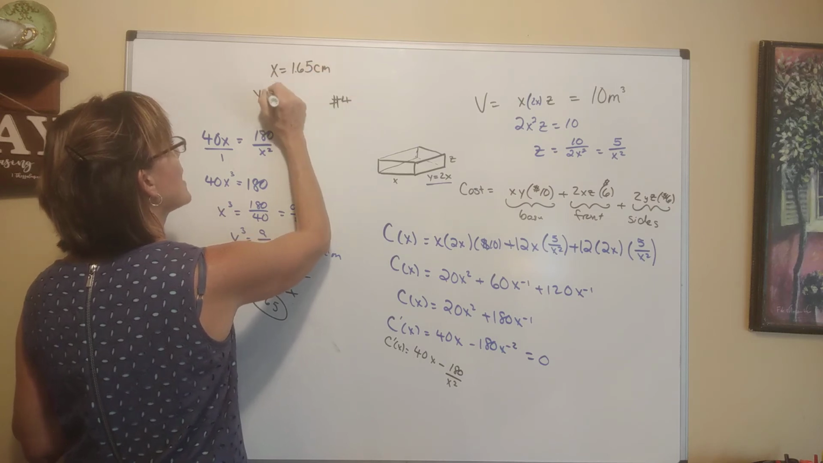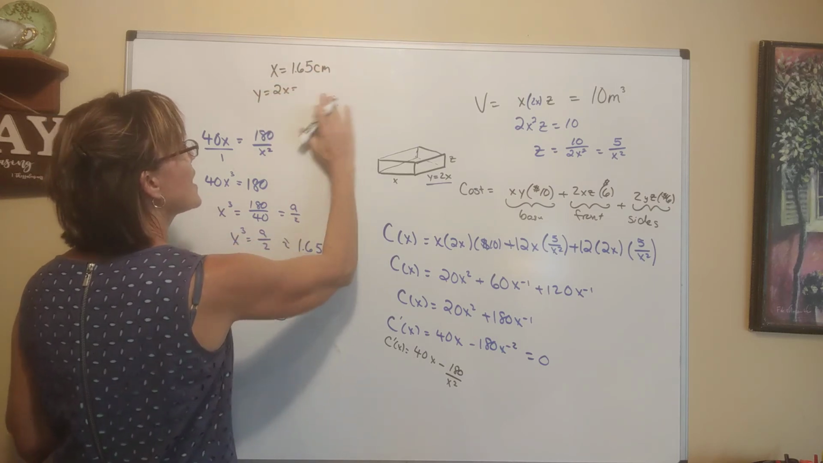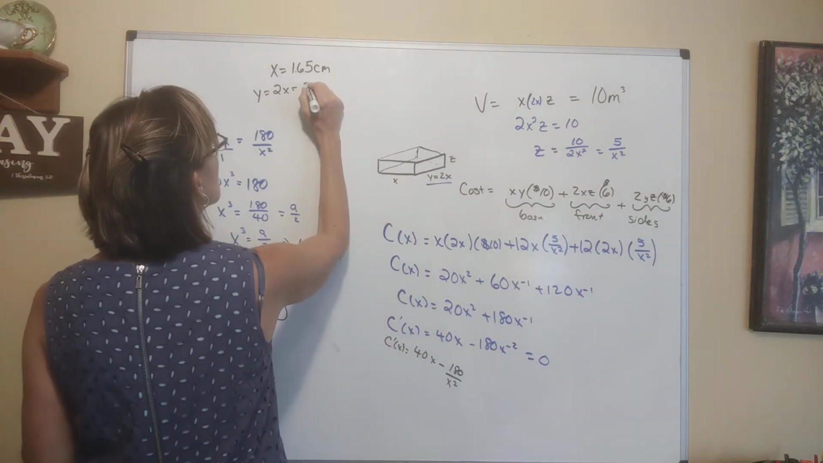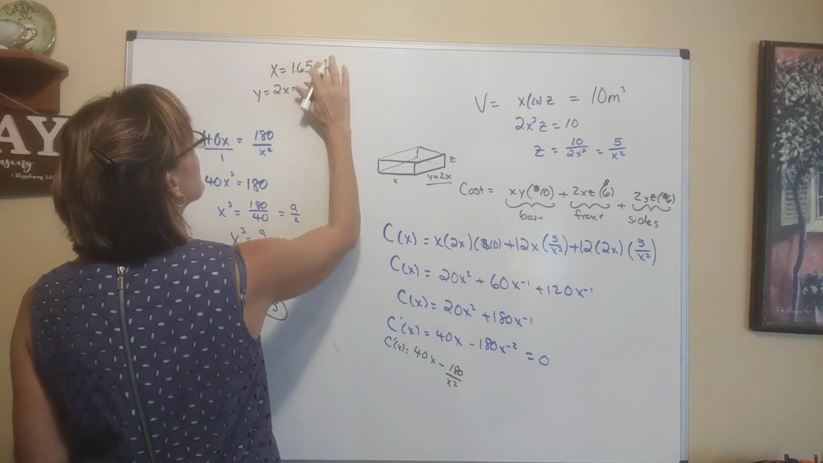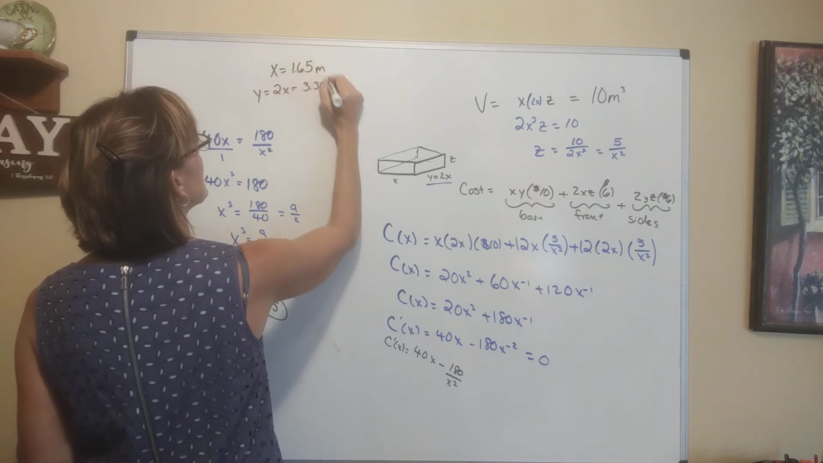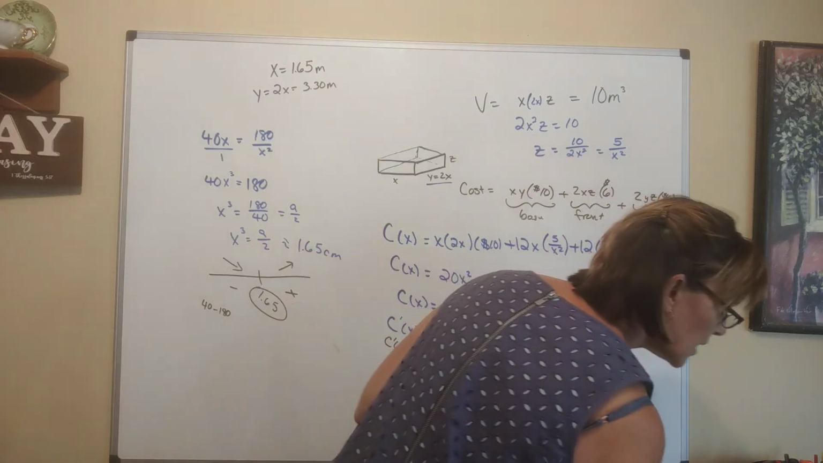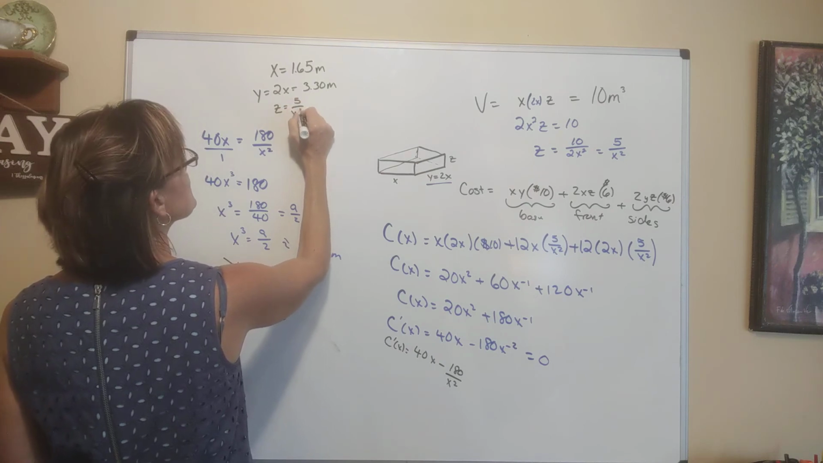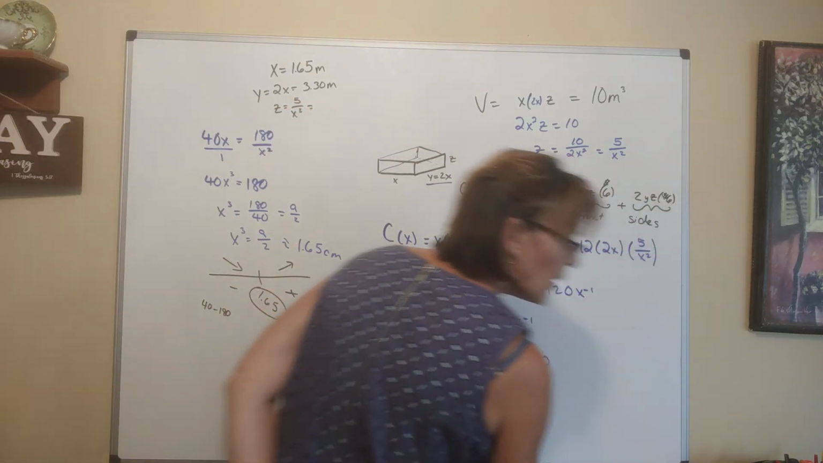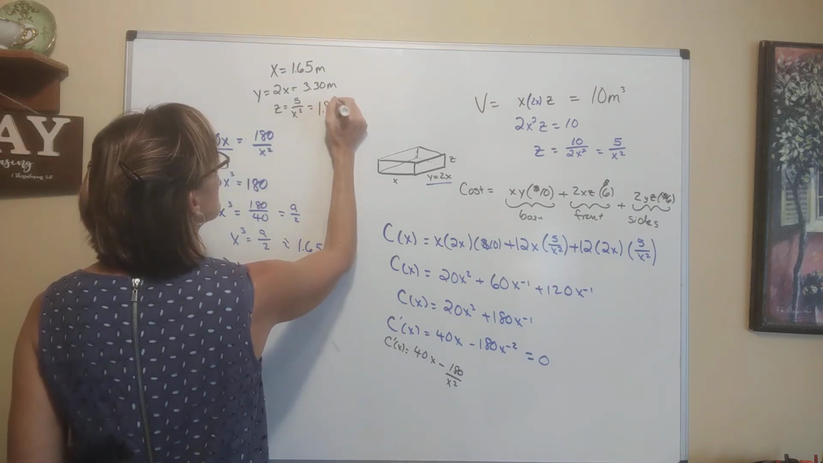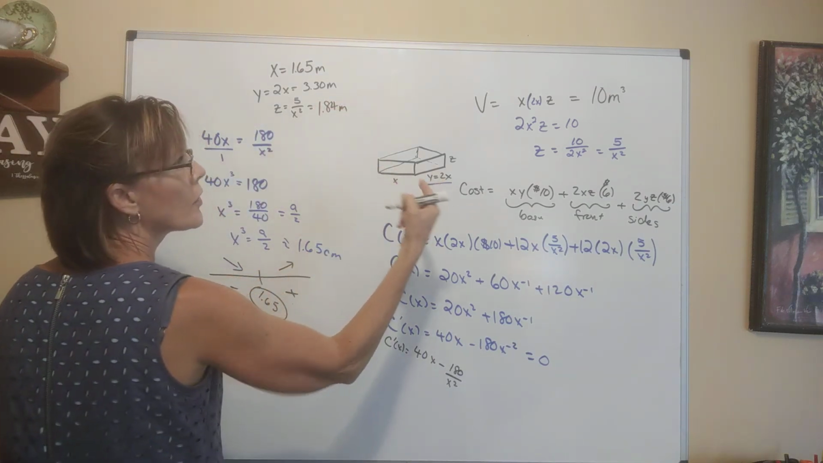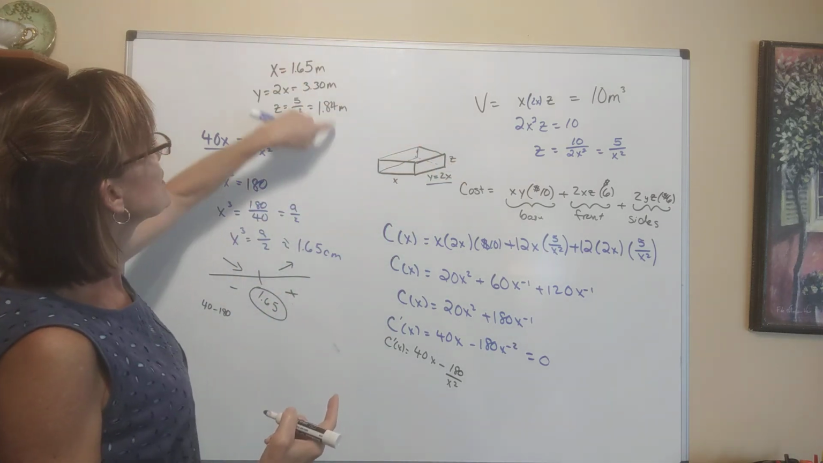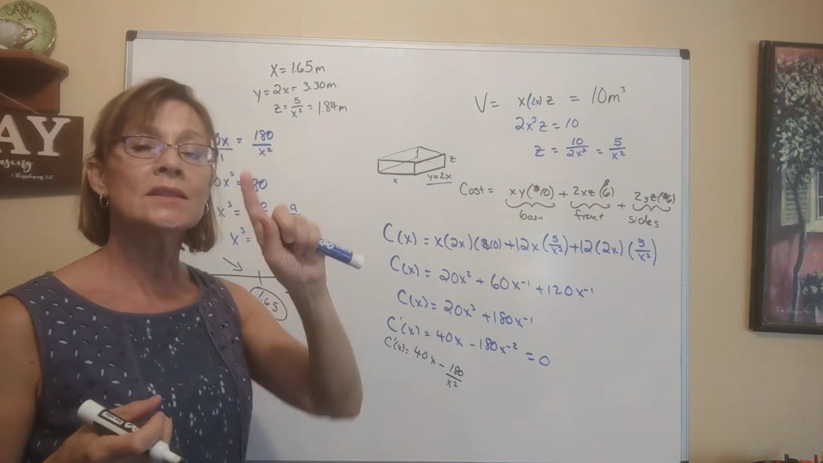I can say y is equal to 2 times x, and that should be 3.30. I'm sorry, not centimeters, meters. Meters. And then z should be 5 over x squared, which ends up being 1.84 meters. And so what will the volume be? You can check that it's going to be 10 cubic meters. You multiply length times width times height, and you'll get 10 cubic meters.